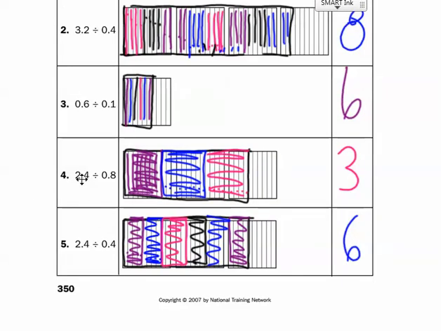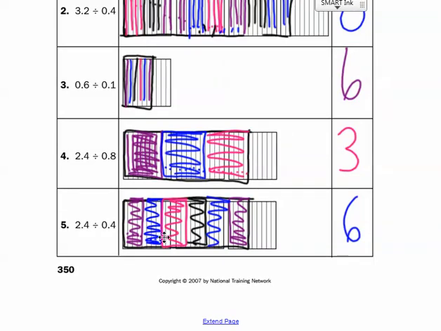For number 4, I needed 2 holes, 1, 2, and then 4 of the next one, so I boxed all that in, and I shaded every 8 sticks, because that's 8/10, so 8/10, 8/10, 8/10, which gave me an answer of 3. And then for the last one, I needed 2 holes again, and 4 of the next one, and then I shaded in 4 sticks, so 4, 4, 4, 4, 4, 4. How many different colors is that? That's 6. So that's how we divide decimals with models, and that's what you're going to be doing for homework.